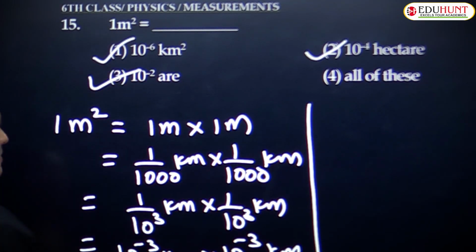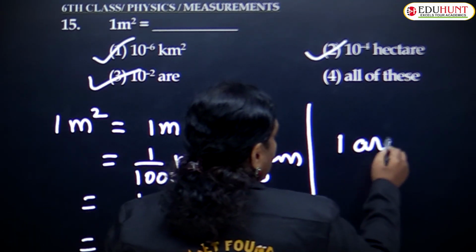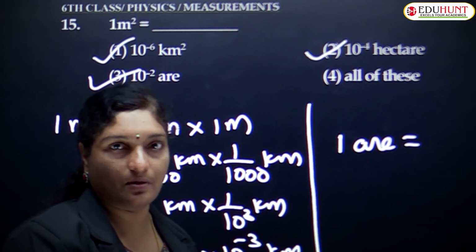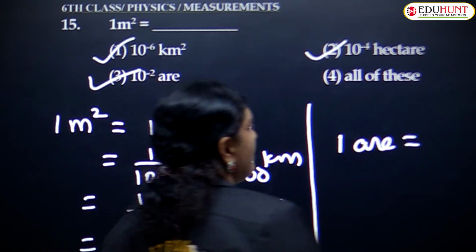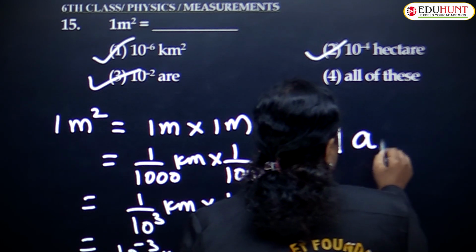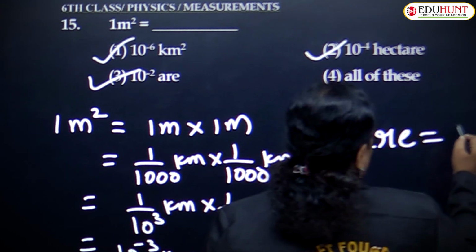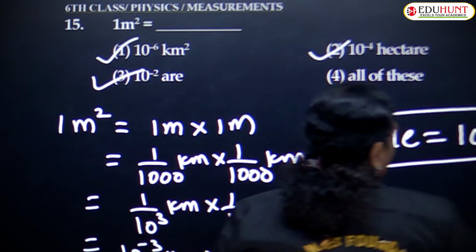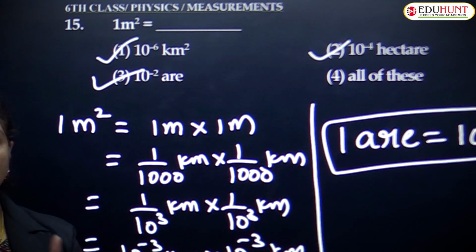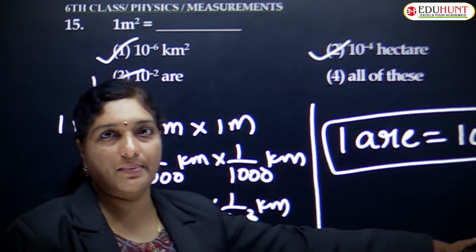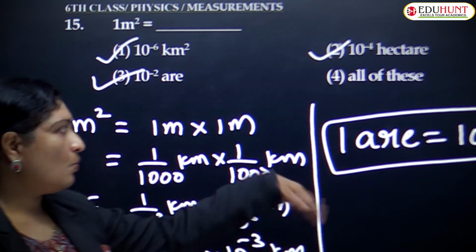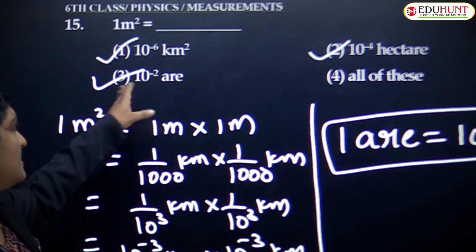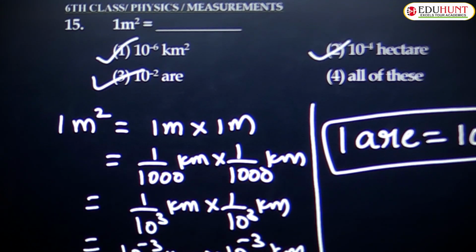R is only used to measure areas and no other cases, not length or breadth, only areas. The value of 1 R is equal to 100 meters square. It's a fixed value. Every 100 meters square is taken as 1 R. So if 1 R is equal to 100 meters square, 1 meter square would be equal to 1 by 100 R. 1 by 100 R is nothing but 1 by 10 square, which brought up becomes 10 power minus 2 R. So children, try to remember this.